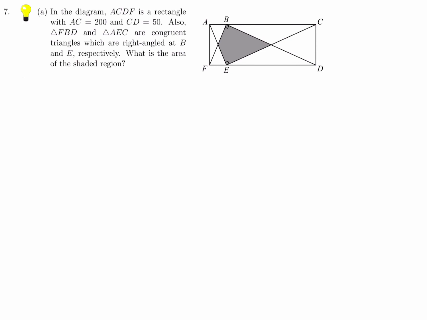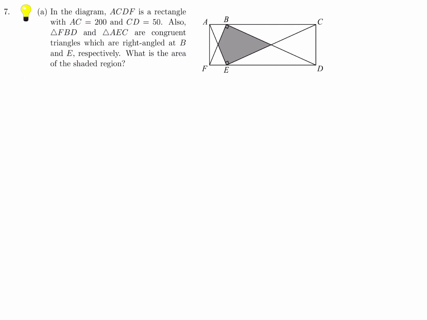In the diagram, ACDF is a rectangle with AC equal to 200 and CD equal to 50. Also, triangle FBD and triangle AEC are congruent triangles which are right-angled at B and E respectively. What is the area of the shaded region?